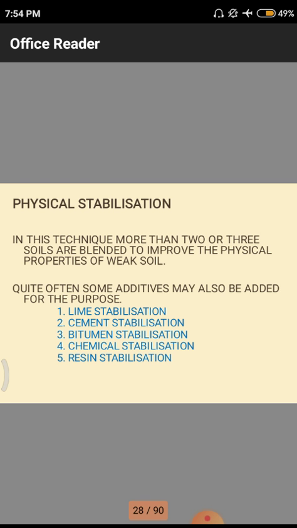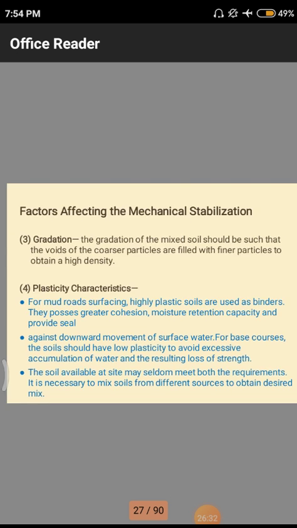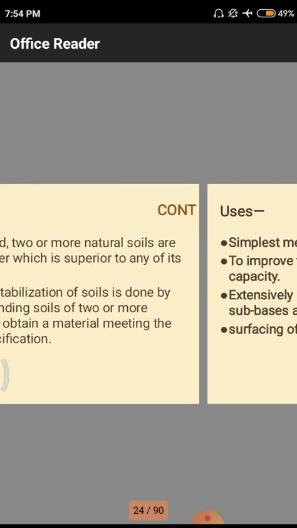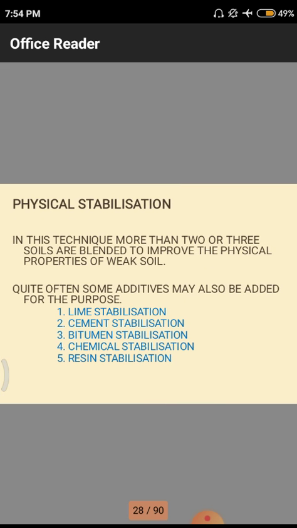Next one, these mechanical stabilizations we are having. Up till now we have been discussing these mechanical stabilizations. Okay, these are the different factors and uses for mechanical stabilization. After the mechanical stabilization is over, we are having this physical stabilization.